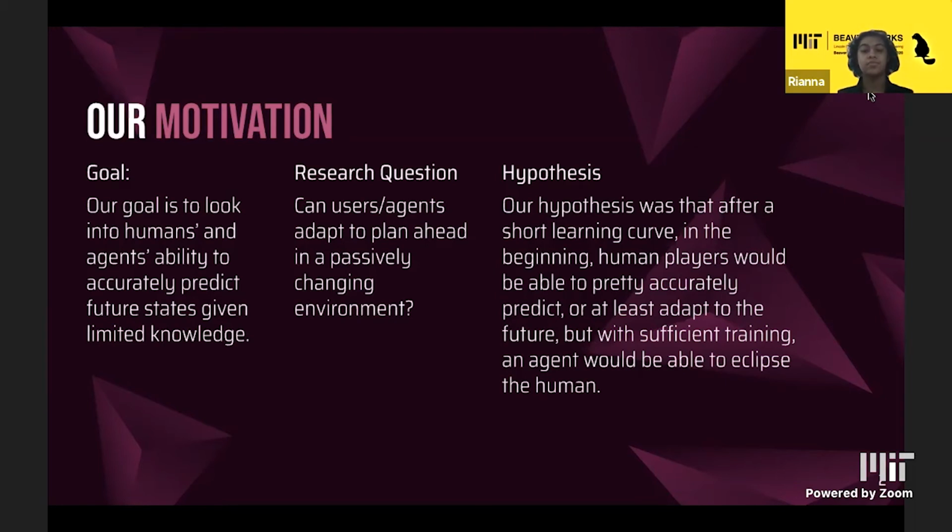Our hypothesis for our research question was that after a short learning curve in the beginning, human players would be able to pretty much accurately predict or at least adapt to the future. However, with sufficient training, an agent would be able to outperform the human, as is seen in chess or in checkers.